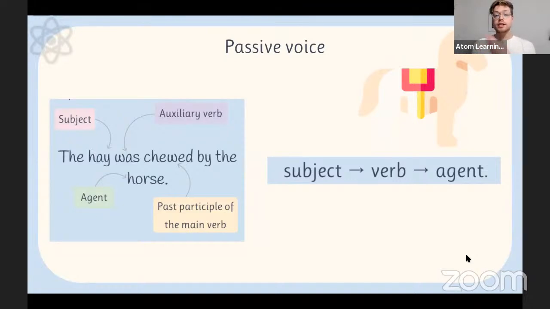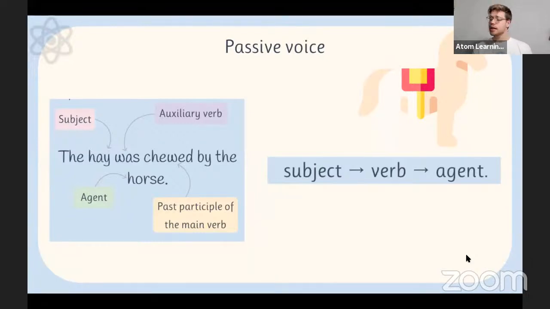So it was chewed. Chewed is the past participle of the main verb. So was chewed tells us it's the past tense. So the hay was chewed by the horse. Here, the horse is the agent. So the hay is having the action done to it. The hay was chewed by the horse.